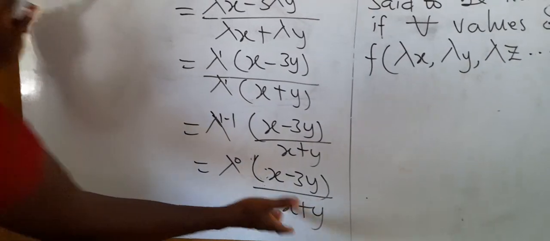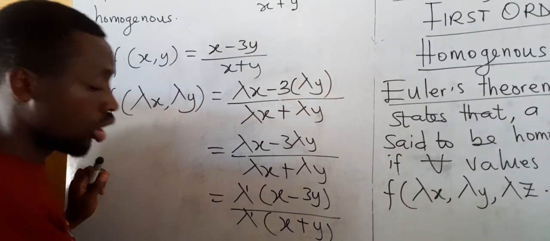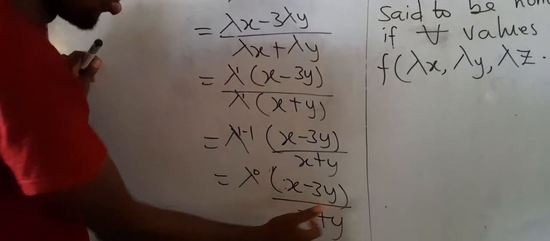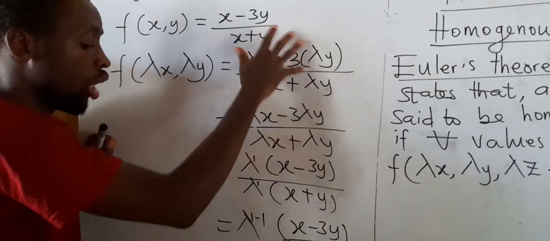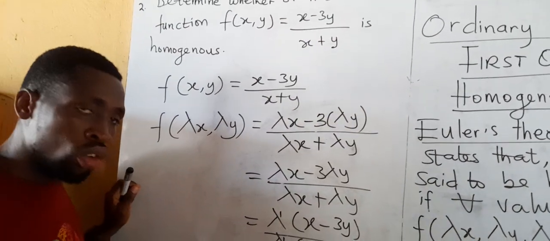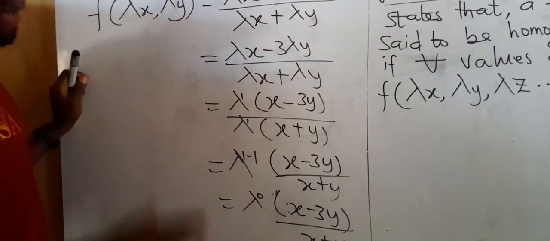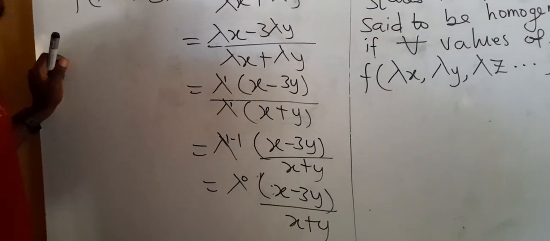Okay, so after we simplify, ask yourself, did you get a function back? Look at that, x minus 3y over x plus y is the same. If it is the same, then we say this function is homogeneous to the degree 0. It's homogeneous to degree 0. I hope you get this concept.